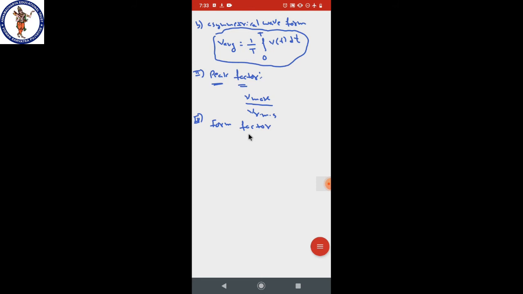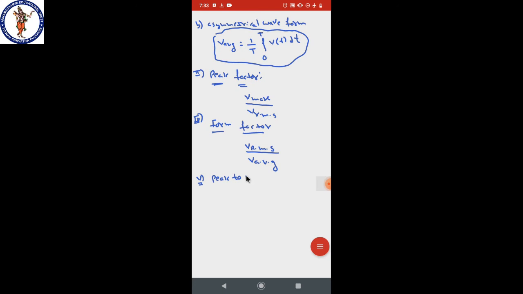Form factor. What do you get? Form factor is equal to Vrms by V average. This is the form factor, Vrms by V average. Next formula will be the peak to peak value.